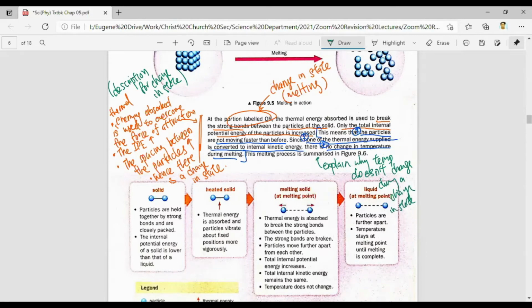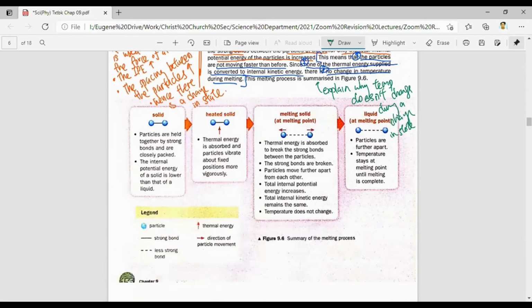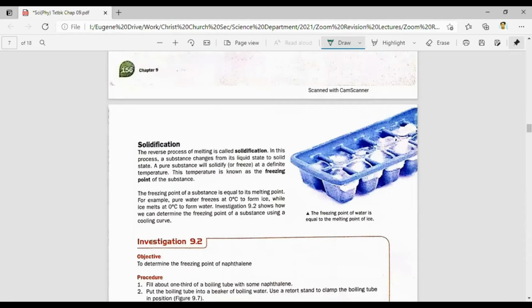Okay, so for thermal properties of matter, these 2 questions always like to come out. So you need to be able to write the correct thing in.